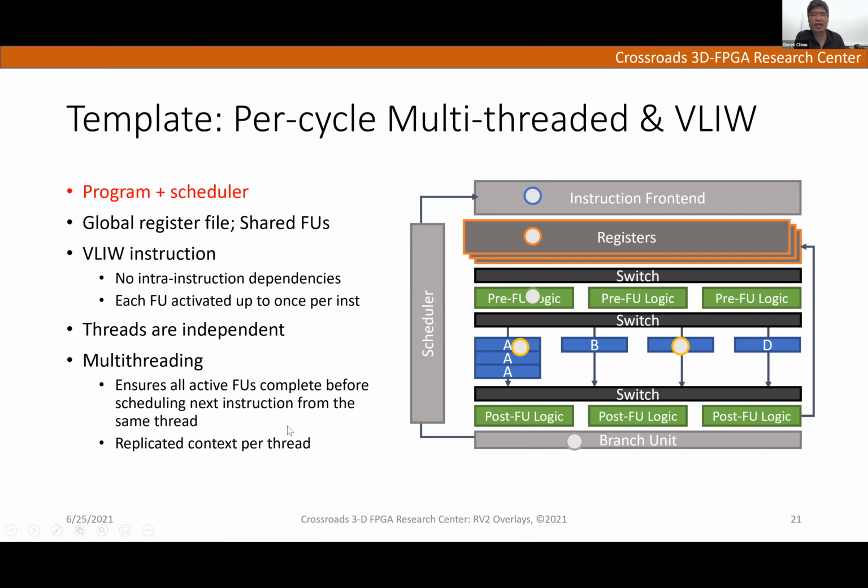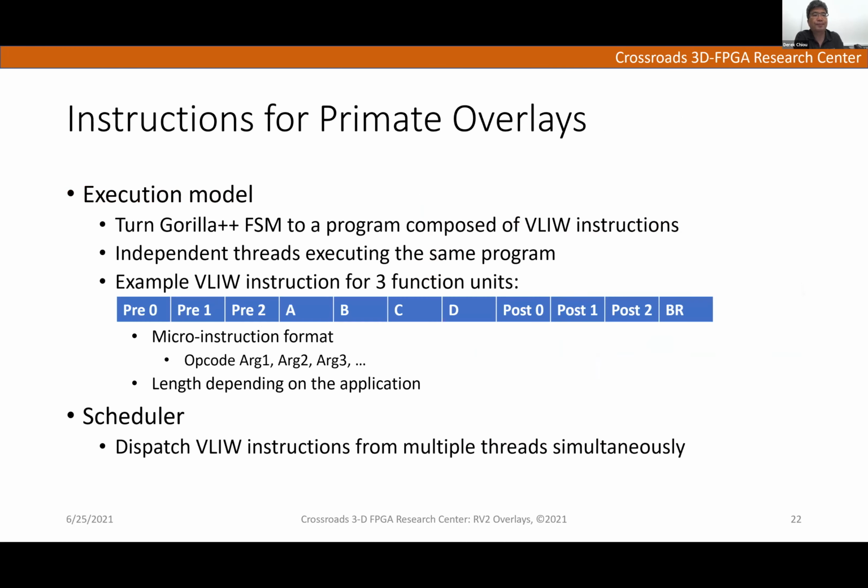And of course, multi-threading basically allows us to use this whole pipeline more efficiently. But what we're going to do is ensure that all active functional units for each instruction are complete before we go to the next one. Again, this is really intended to avoid us having to do automatic or hardware detection of where there are dependencies, right? So this is just really to simplify the hardware implementation. There's no reason for us to not be more aggressive there, but to start with, this is what we'll do. So what will these instructions for the Primate overlays really look like?